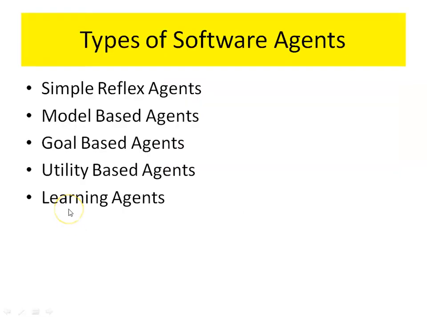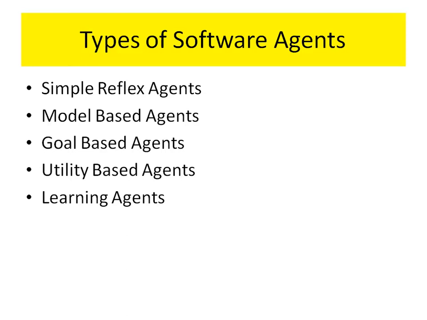So the various types of agents that we have are reflex agents, also known as reactive agents. Then we have model-based agents, goal-based agents, utility-based agents, and learning agents. Each of these agents, as we move down in number, increases in complexity and performance. That means simple reflex agents are the simplest agents, and learning agents are the most powerful agents. So let us understand what each of these agents can do.